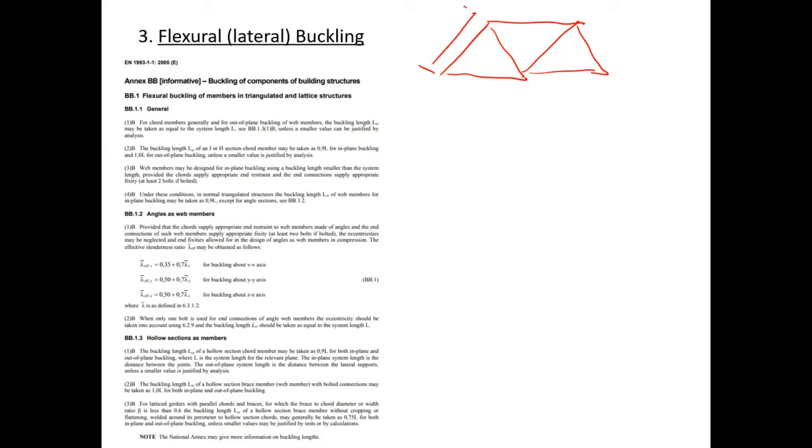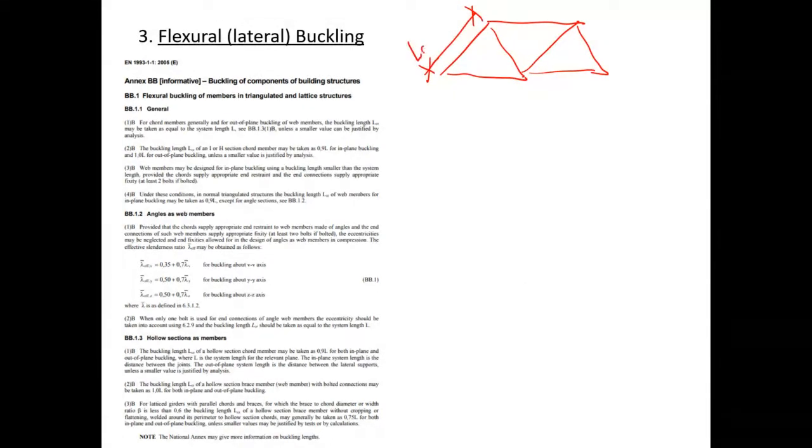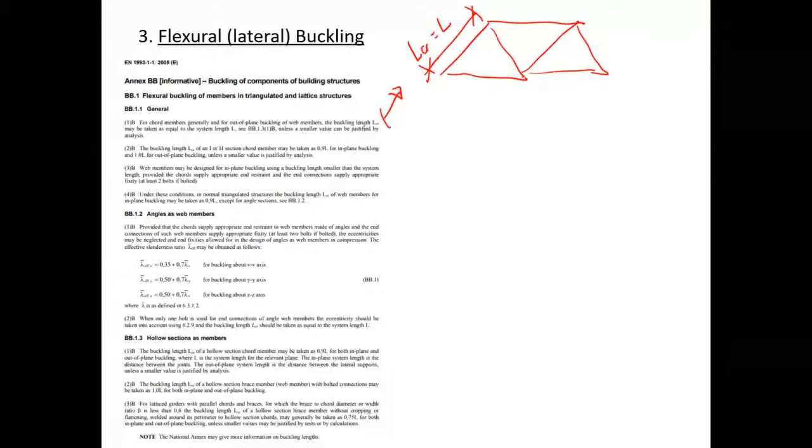Okay, so whatever length the member is, that's the length of the member there. The critical buckling length is equal to the overall length of the member. Okay, so that's what that first part of the clause is saying there. The buckling length for an I or an H section can be taken as 0.9 for in-plane buckling or 1 for out-of-plane buckling, unless a different value can be taken. So if we had an I or an H section, we can take the critical buckling length as a bit shorter for in-plane buckling. So we can take LCR equals 0.9 times L.